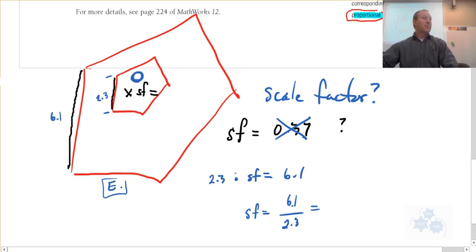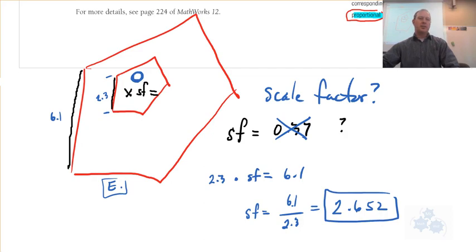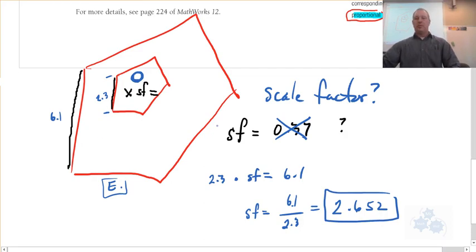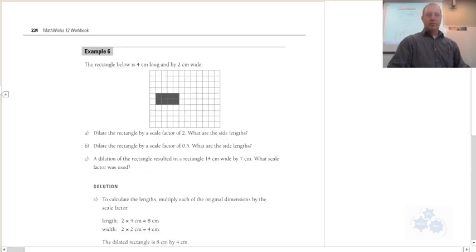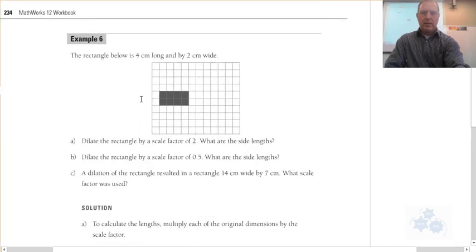So what's that number? 2.652. Okay, so that looks better. So every side length would be multiplied by 2.652 to get the larger corresponding side length. Does that make sense? So the scale factor, if it's getting bigger, remember we just said, then it's going to be greater than 1. Scale factor is greater than 1 when it's an enlargement. Okay. So let's take a look at this example here.